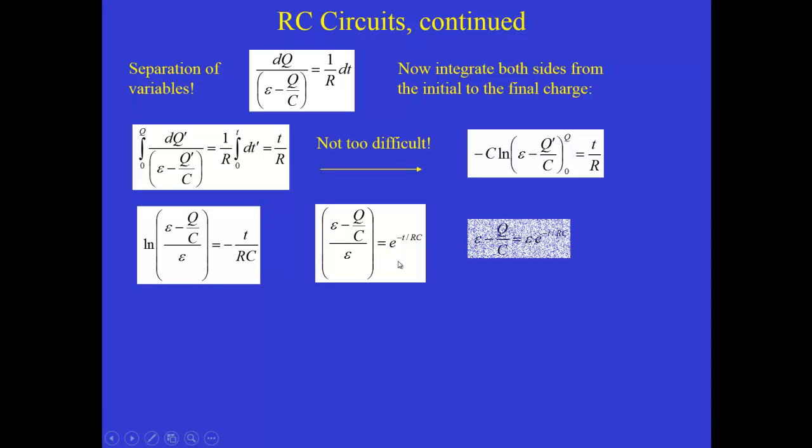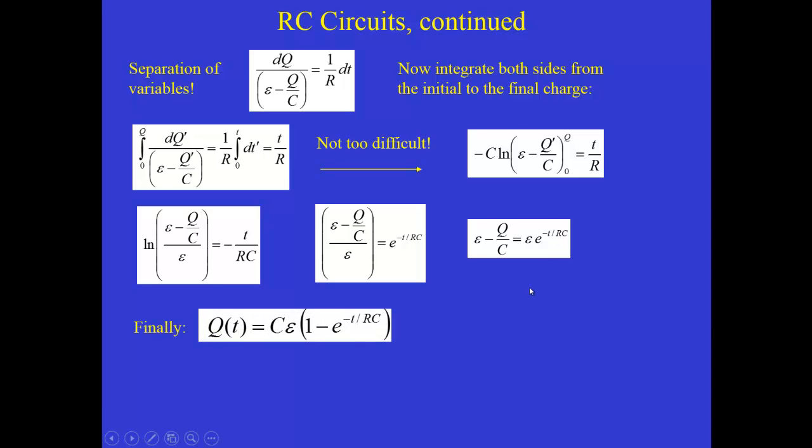Now it's just a matter of multiplying both sides by epsilon, doing a little bit of algebraic manipulation to solve for q, and q will be a function of the time that's in the exponential term. So here is our result. Q of t is equal to the capacitance times the voltage on the power supply times 1 minus this exponential term.